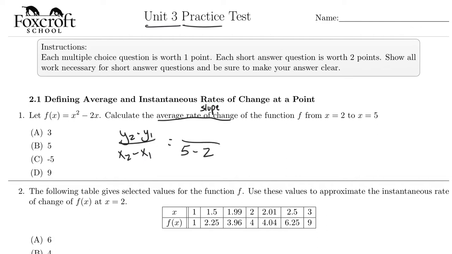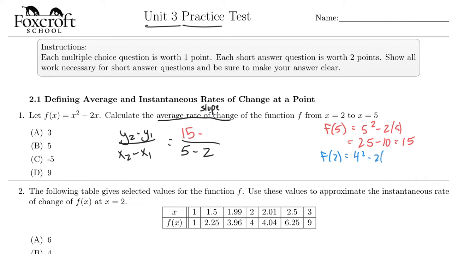Well, if those are our x values, how do we figure out the y values? The y values come from when we plug those x values into our function. So when I plug in 5 into my function, I get 15. That's the y value that goes with 5. And I do the same thing with 2.